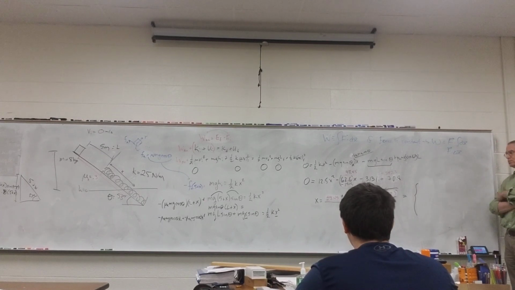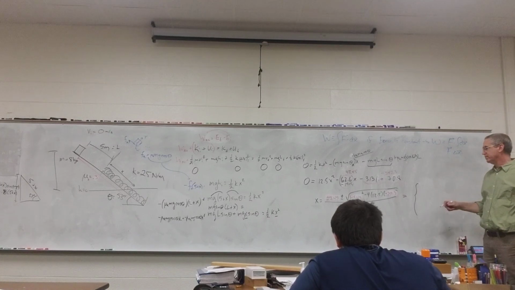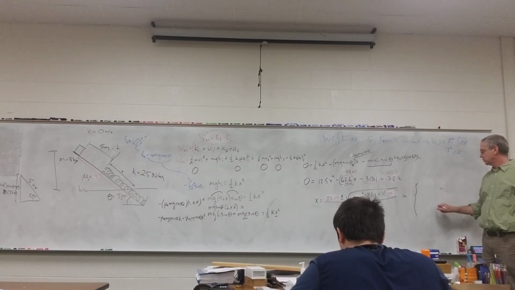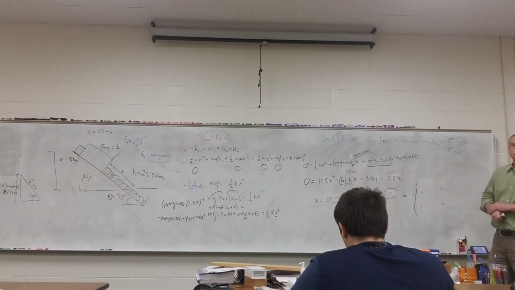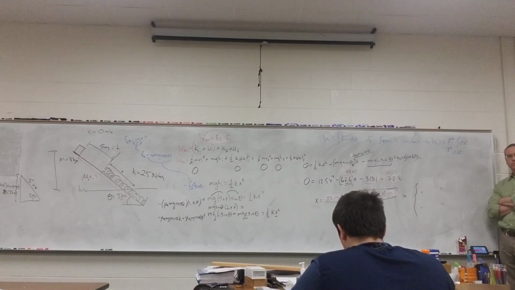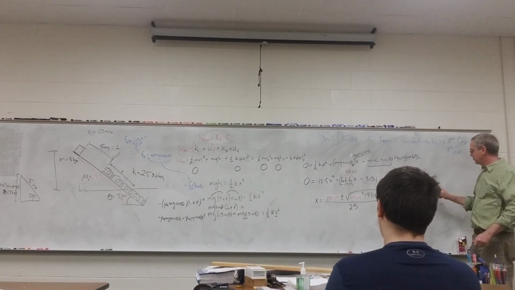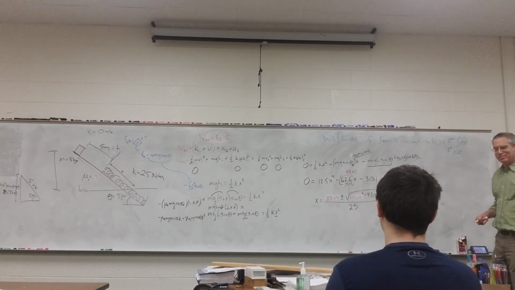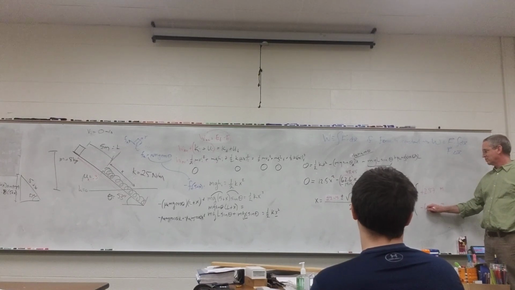We will get a positive and negative number answer, just like we did before. 2.87. I did 25 instead of 2 times 25. And I did negative 6.75.